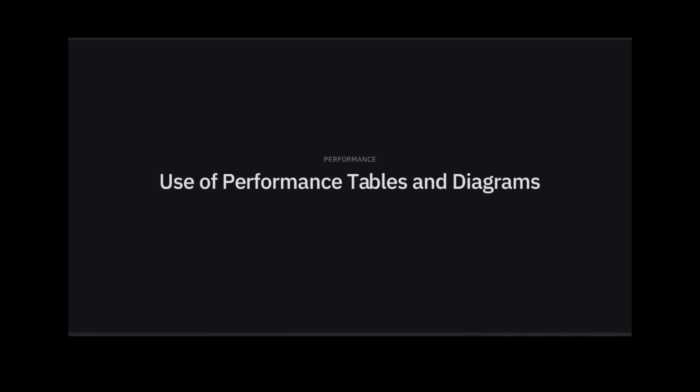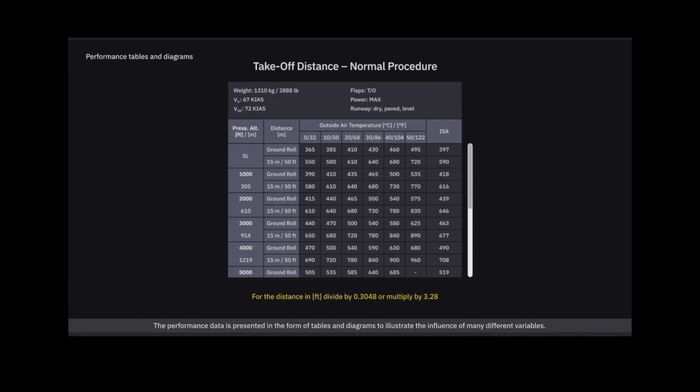Use of performance tables and diagrams. The performance data is presented in the form of tables and diagrams to illustrate the influence of many different variables. The data in the performance tables provide sufficiently detailed information that allows conservative values to be selected and used to determine adequate performance data for the planned flight.